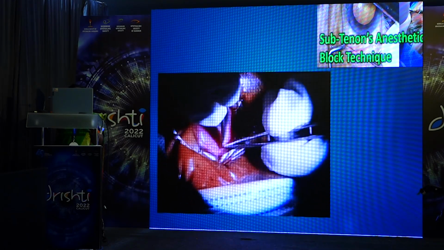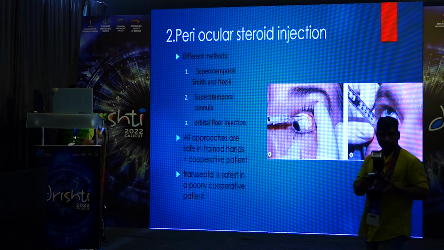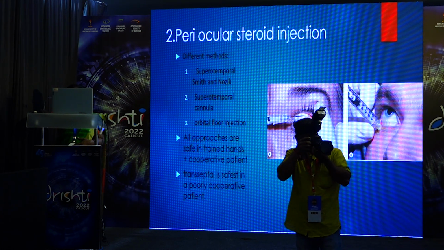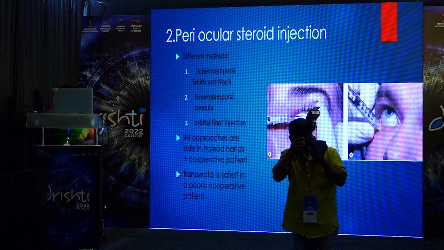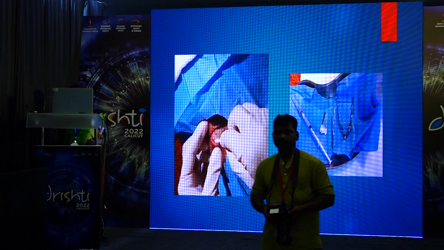Now the next procedure with the posterior subtenon is a periocular steroid injection. That was classically described by Nozik around the 1960s, and the supratemporal site was the one described. Supratemporally we can give it with a cannula as a safer alternative, and in uncooperative patients you can opt for a transseptal orbital floor injection.